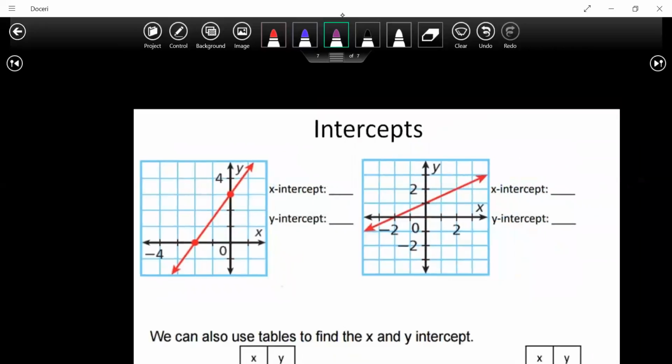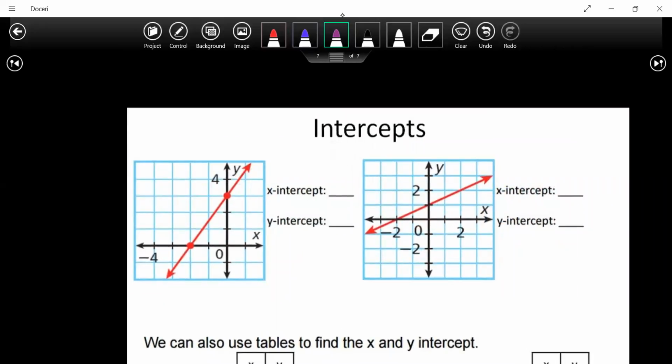Now, by looking at these for our intercepts, can someone tell me the X-intercept for example number 1? What is the X-intercept? The X-intercept is right there, yes? What's my coordinate point? You got it? So negative 2, 0 is our coordinate point for the X-intercept. What about the Y-intercept? 0, 3. Okay.